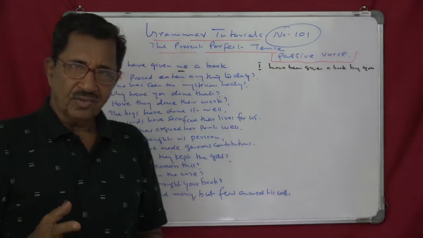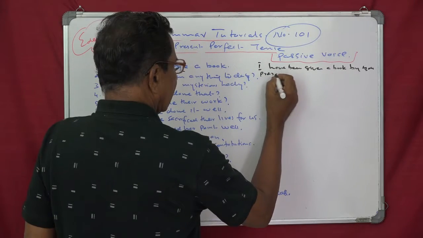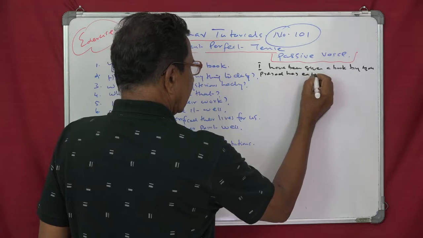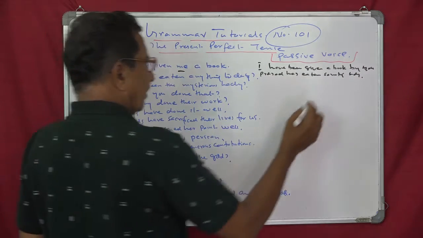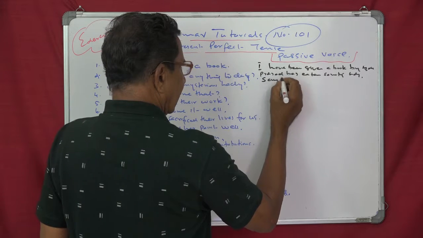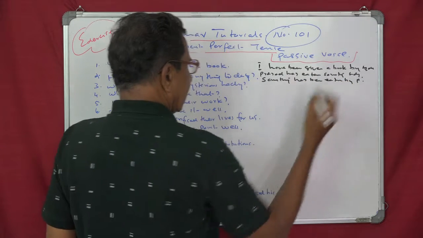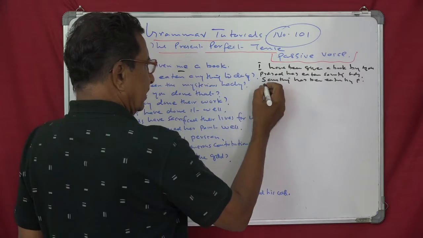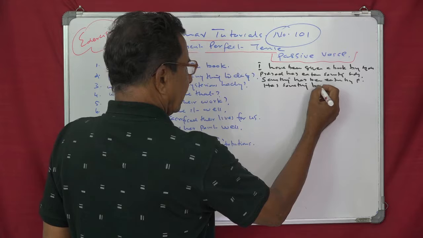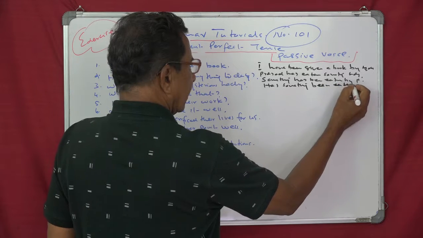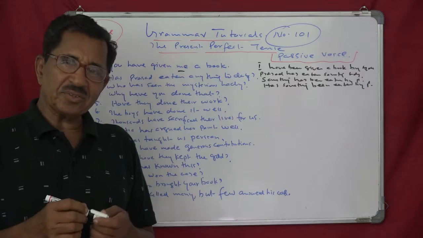Next one. Has Prasad eaten anything today? So what will you do? First you change that into a statement: Prasad has eaten something today. Then the passive will be: something has been eaten by Prasad today. So it has to be changed into a question. Then: has something been eaten by Prasad? Question. So the answer also should be a question.